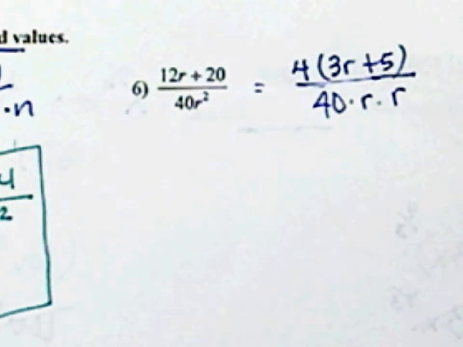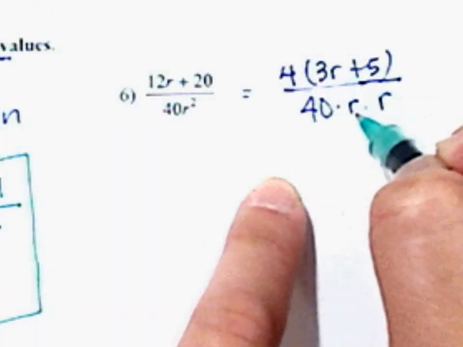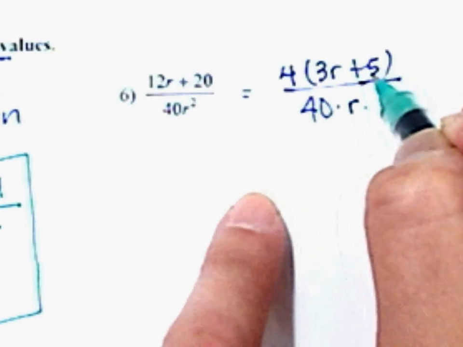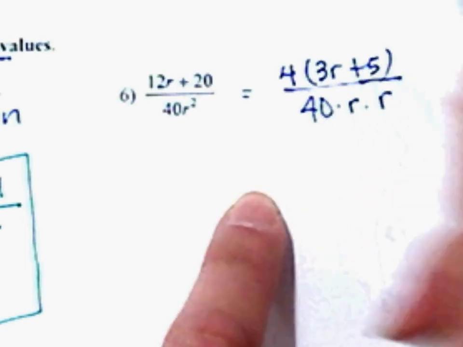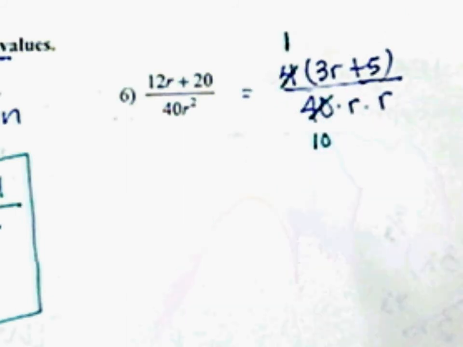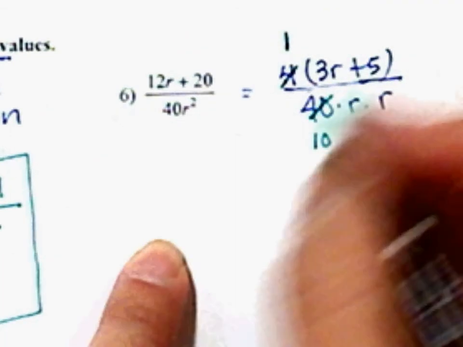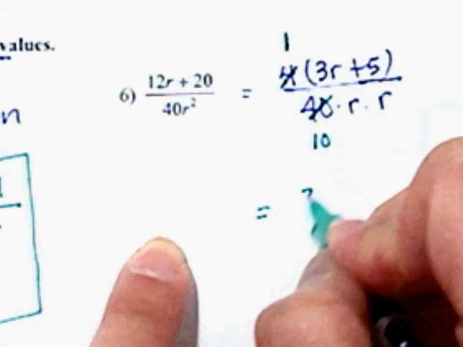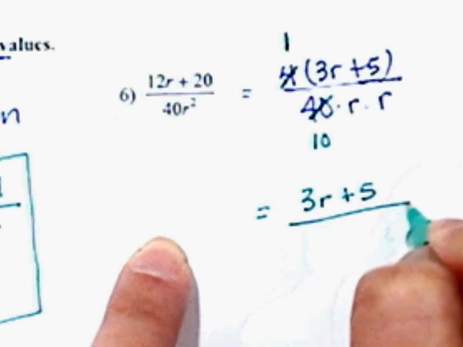Can I cancel out that r? No, because there's a plus 5 with it. See how that's grouped together? So you can't do that. But can I reduce 4 and 40? Yes. That gives you 1 and 10. Okay? So your final solution, that's all you can cancel out, is 3r plus 5 over 10r squared.